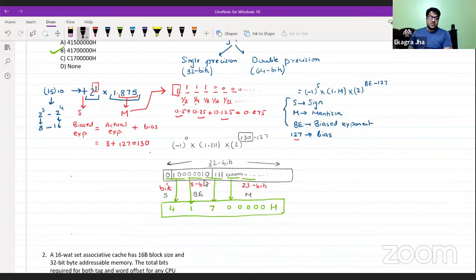Okay, so these type of questions usually come in the GATE examination. You must have the knowledge about this. These are simple questions, but you need to remember the format at least.